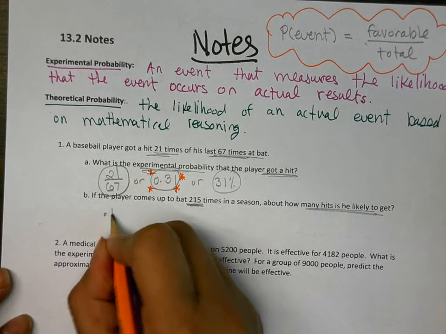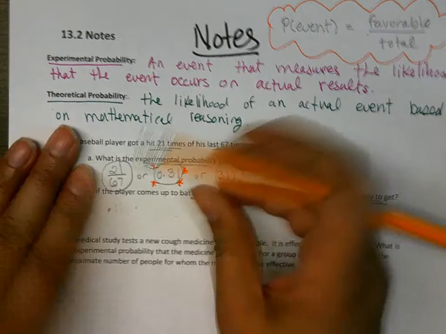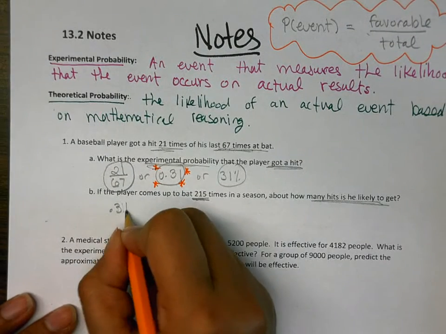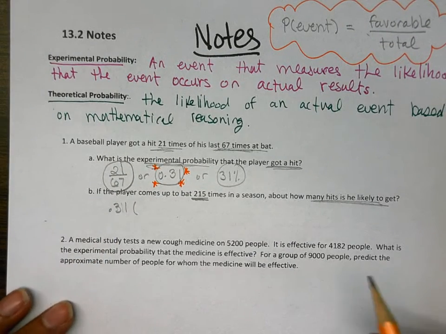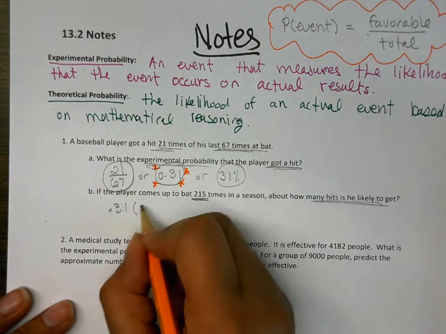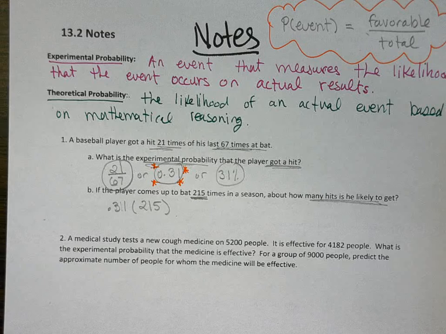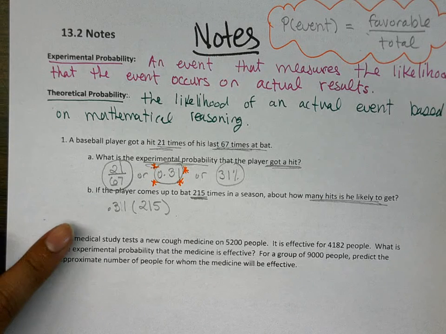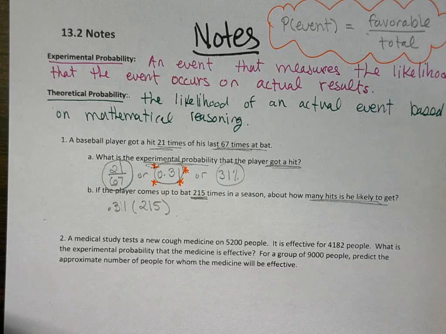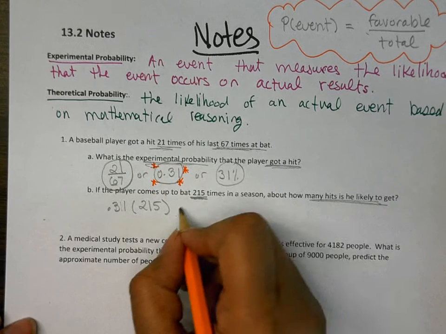Okay, 0.31 or 31%, which eventually you will still change to 0.31 times what? 215. Please stop the talking, guys. Now, I had a kid say, can we set up a proportion? Yes, you can, but this is much easier. 0.31 times 215. Can you guys plug that in your calculator?